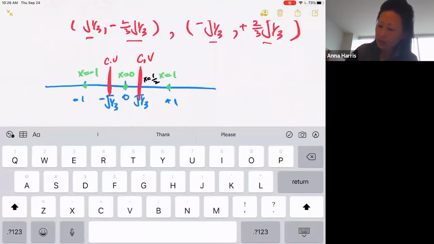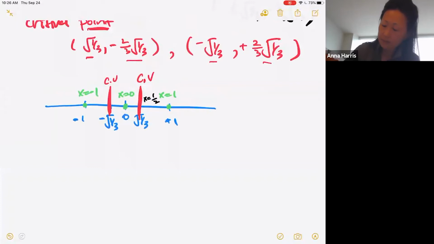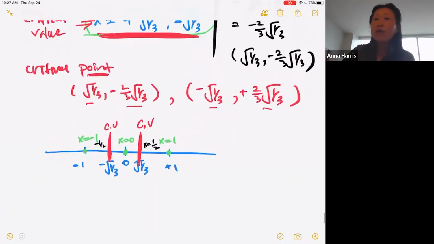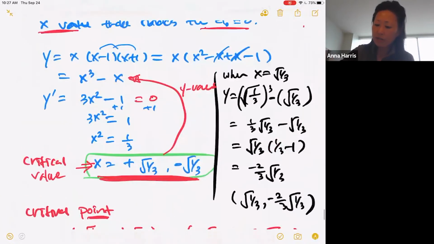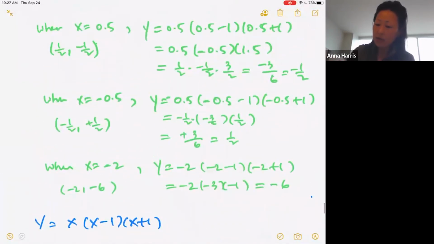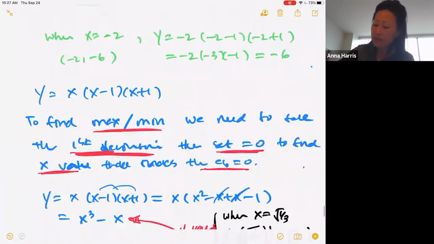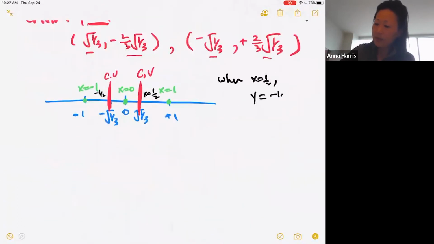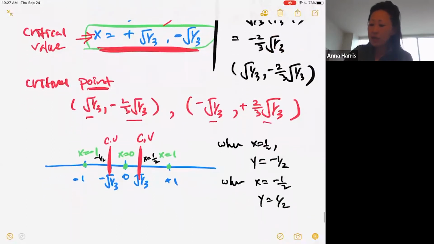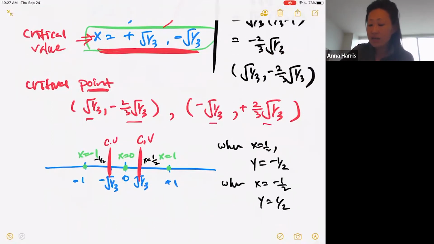And here, negative 1/2. But we already found, when x equal to 1/2, what was my y value? We found it here. Negative 1/2 gives me positive 1/2, and this one gives you negative 1/2. When x equal to negative 1/2, y equal to positive 1/2. And x equal to 1/2, I have a negative number.